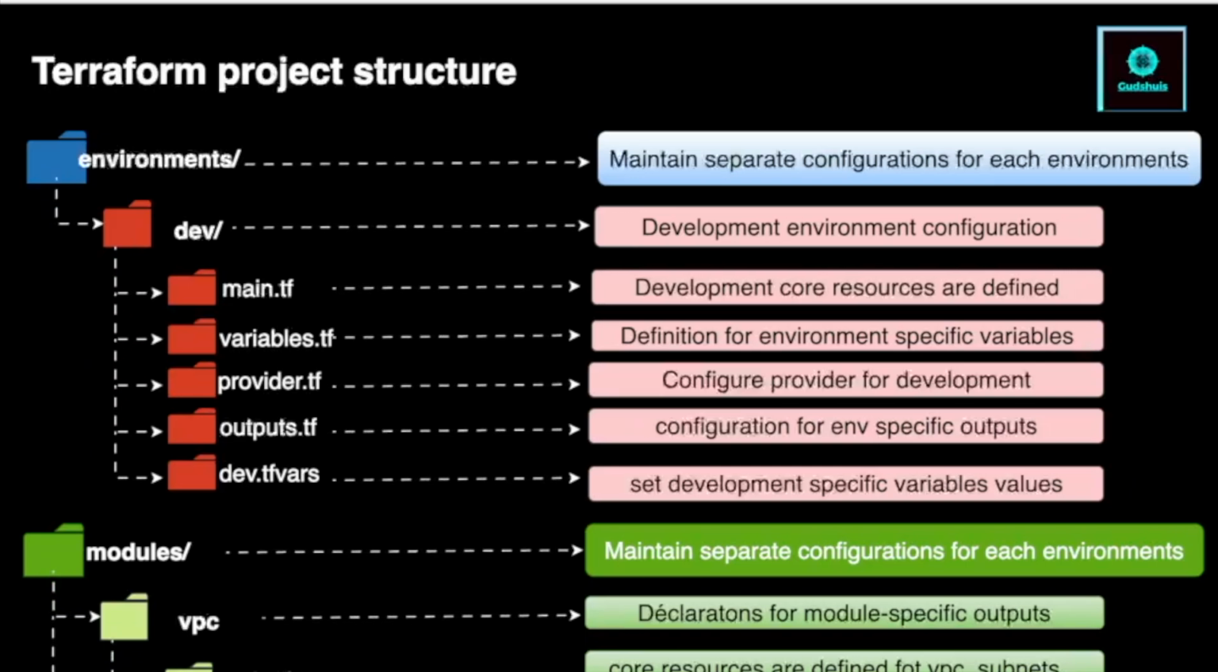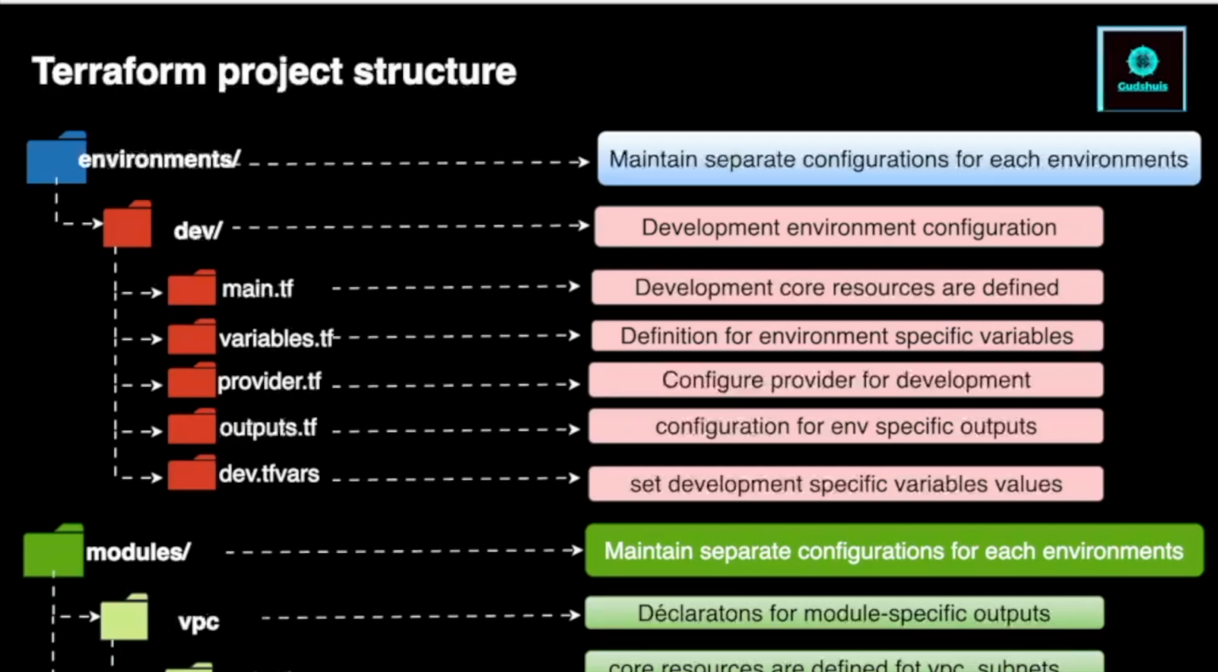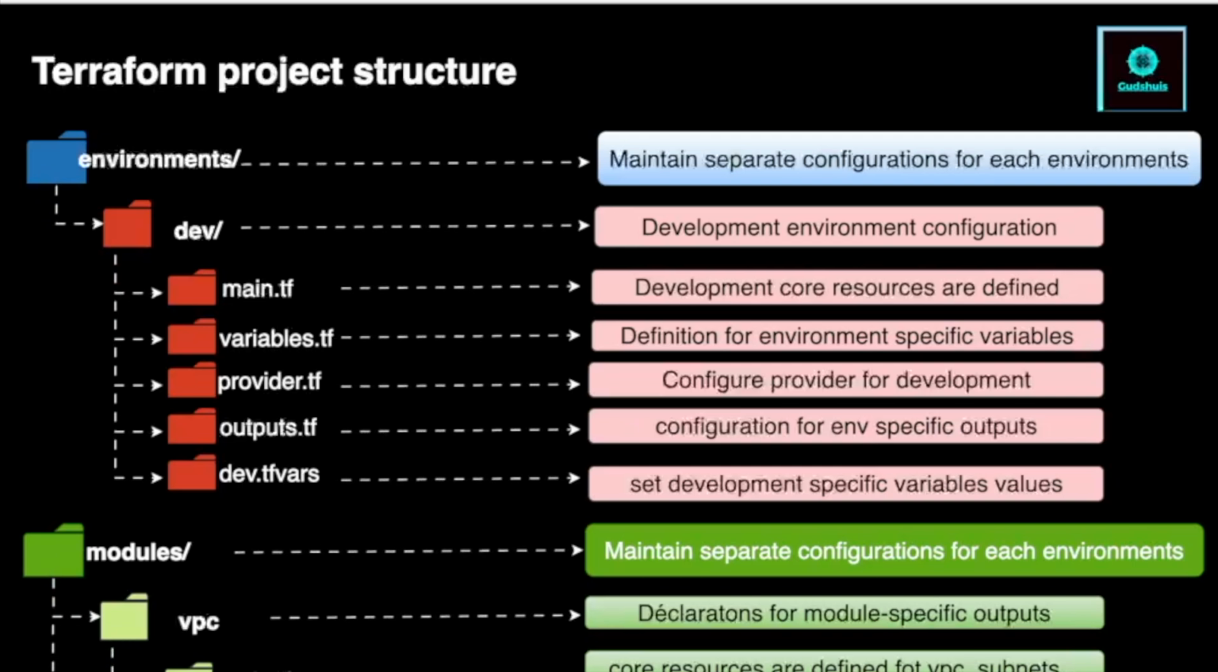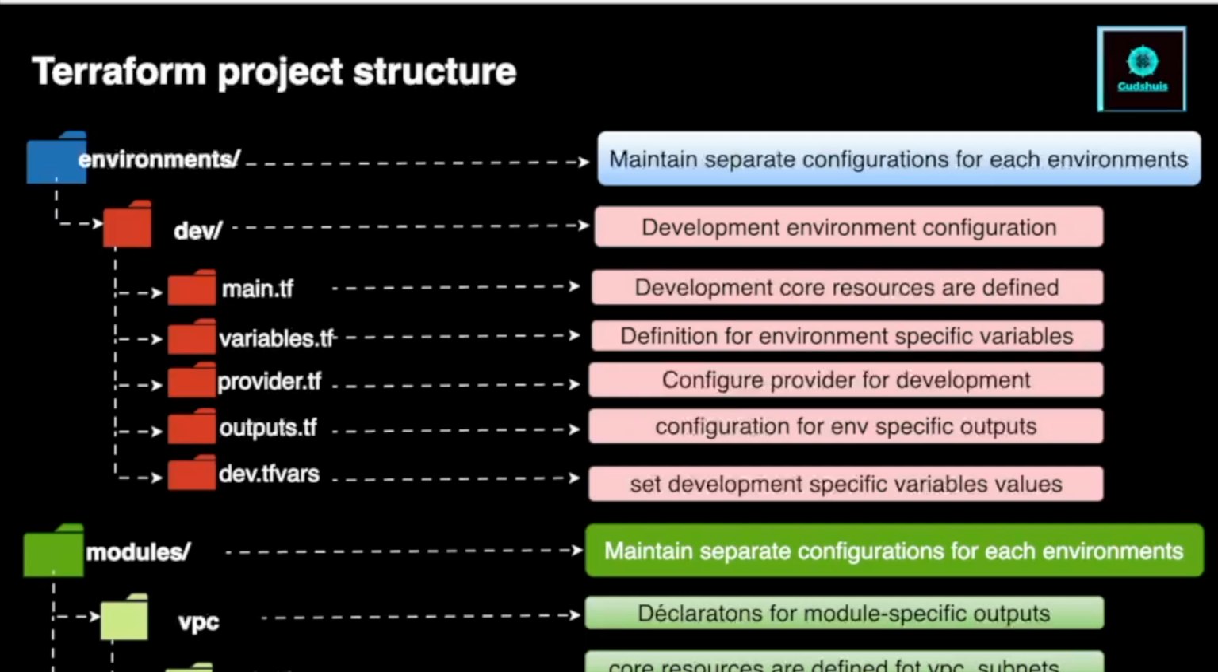The variables.tf file is like the menu. It lists all the configuration stuff: instance type, region, CIDR blocks. Think of it like a dating profile. Here's what I need, here's what I like, and here's what I won't tolerate.